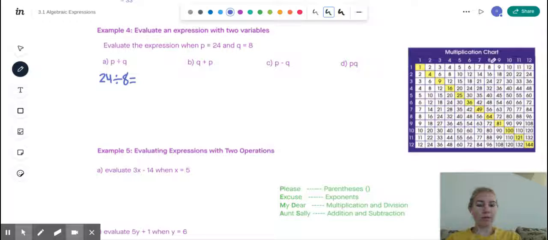Okay, so I'm going to look at my multiples of 8 down on my multiplication chart. 24 would be 1, 2, 3 multiples. So I know that 24 divided by 8 is 3. Okay, let's try another one.